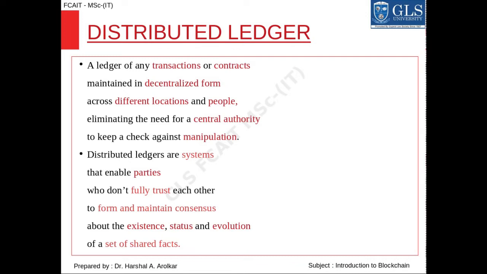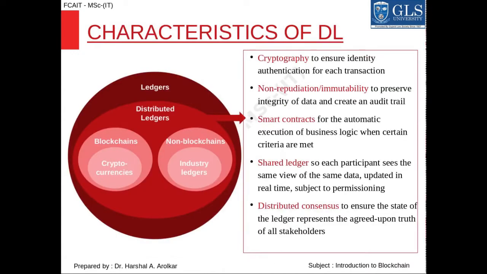Now, although it has been mentioned that the parties don't fully trust each other, the idea when we do transactions is not of trusting, but to make sure that the data or the transactions that we have done are non-manipulatable, or that someone should not be able to manipulate them. So we now know what a distributed ledger is. Let us have a look at the characteristics of distributed ledger.